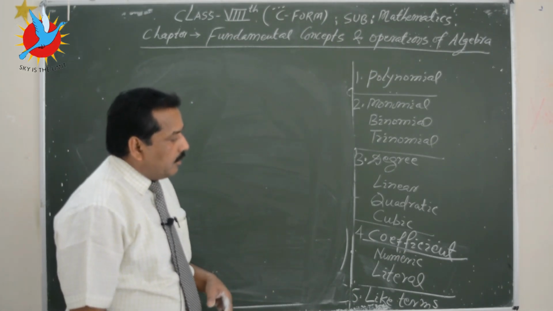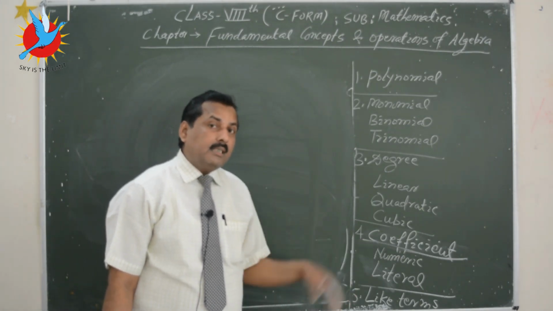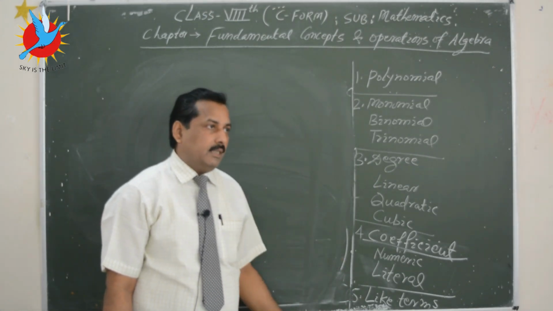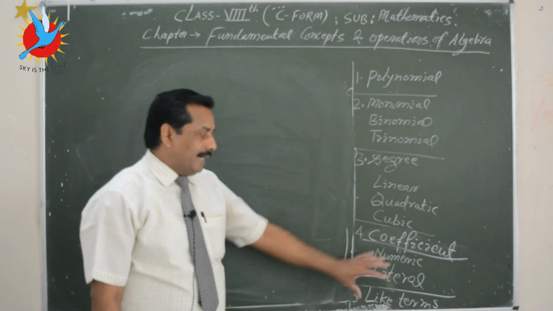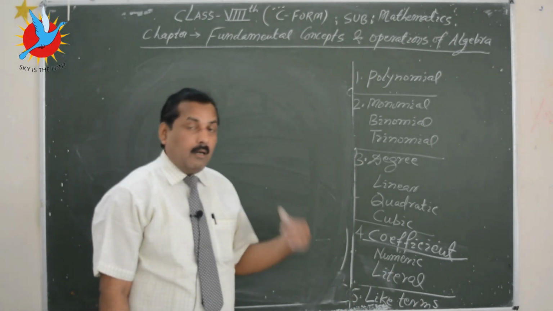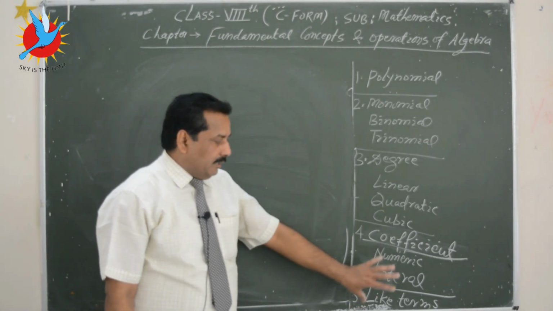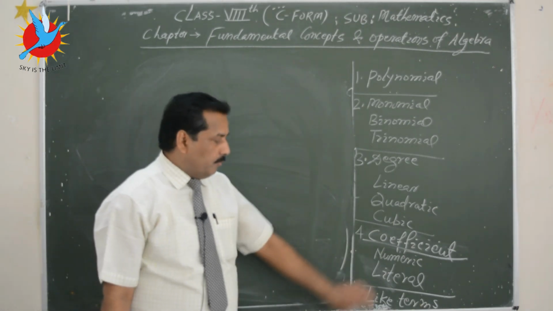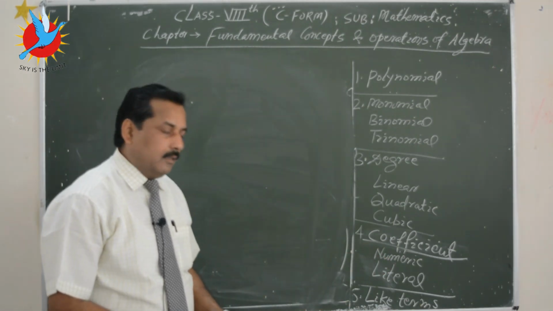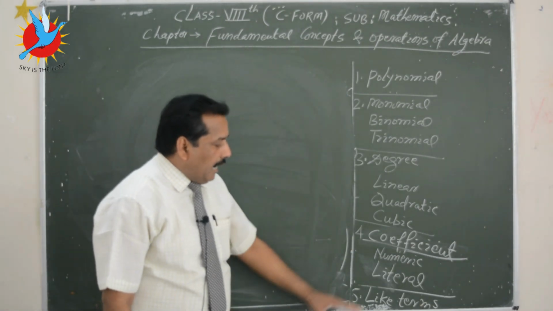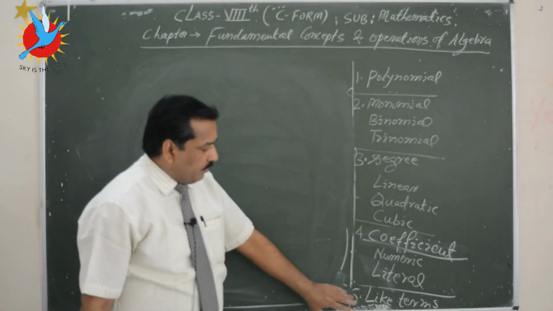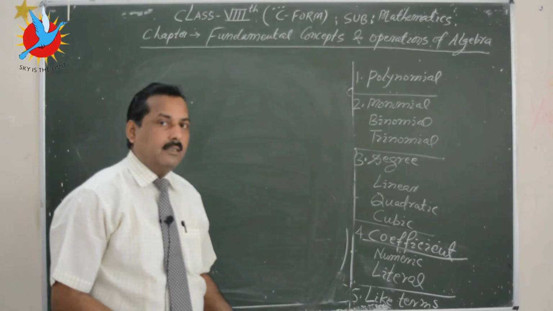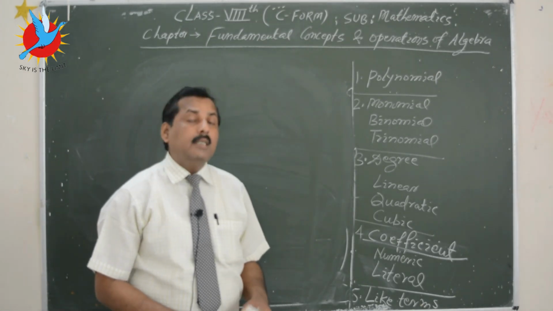And after that we have identified coefficient. Coefficient may be numeric coefficient, coefficient may be literal coefficient. So what is literal coefficient? The variable part of a particular term is the literal coefficient, and the constant part or numeric part of that term is known as the numeric coefficient. And based on these ideas, we have to identify like terms of a polynomial or algebraic expression. What are like terms? Those terms having the same literal coefficient.